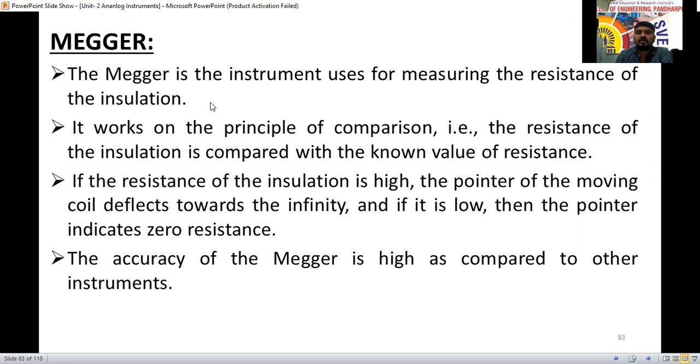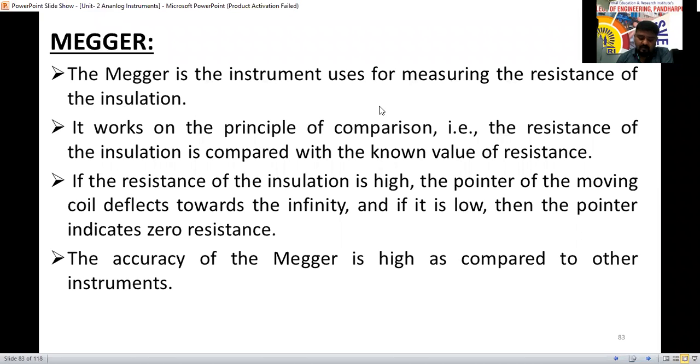Okay, the Megger is the instrument we are going to use for the measurement of resistance of insulation. Insulation and conduction. Do you know the meaning of insulation and conduction? Yes, sir. Insulation means which opposes the flow of current. It will not create a path to flow the current. But conduction is going to create a path for the flow of current.